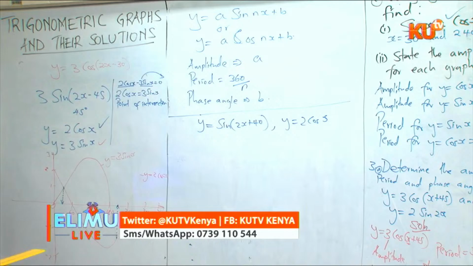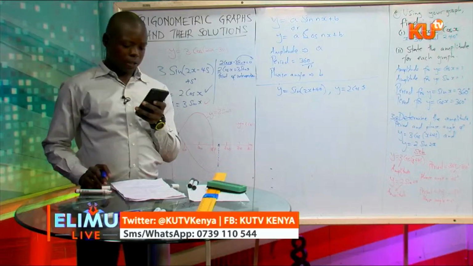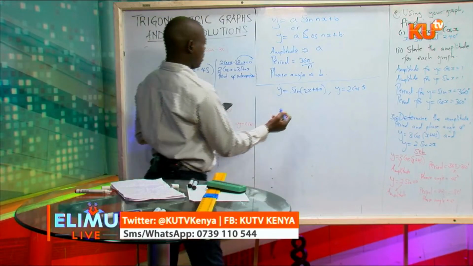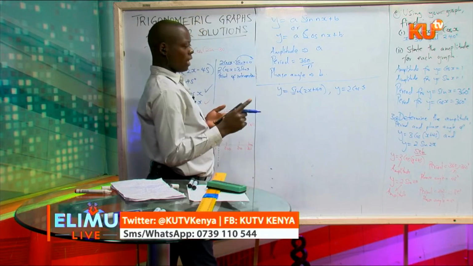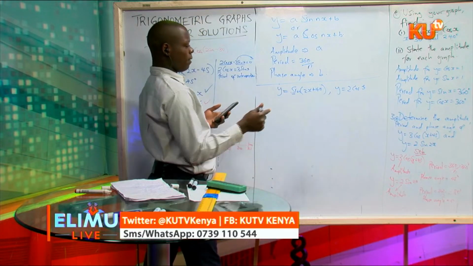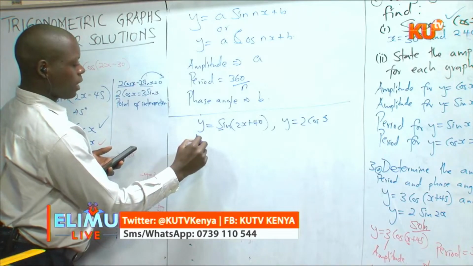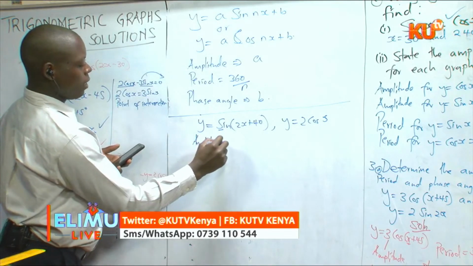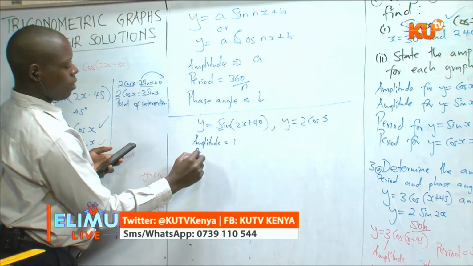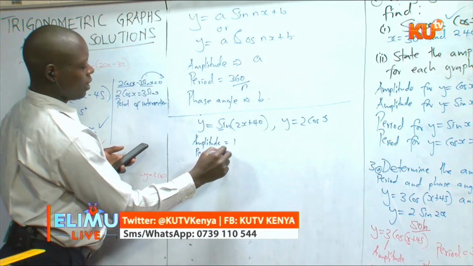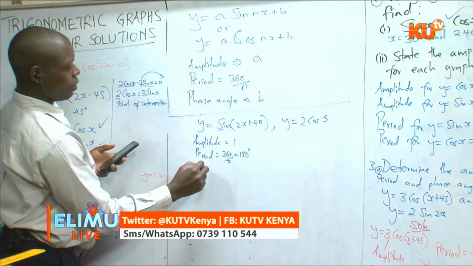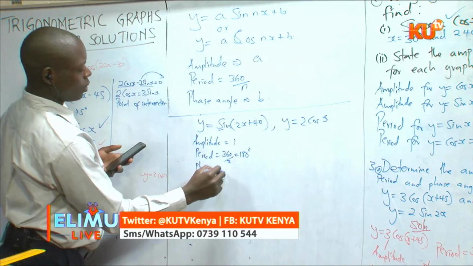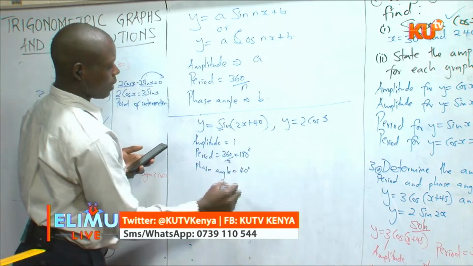You're supposed to identify the amplitude and the period of the two functions. Again, for this function, the coefficient of sine here is 1. So this is like saying 1 sine (2x plus 40). So the amplitude for this curve will be 1. The period of this curve will be 360 divided by 2, which is 180 degrees. And the phase angle is 40 degrees.